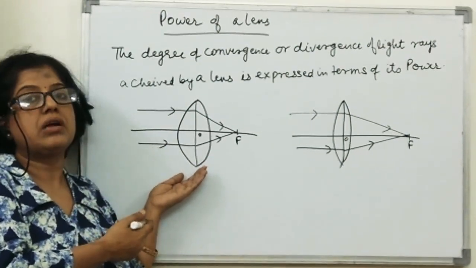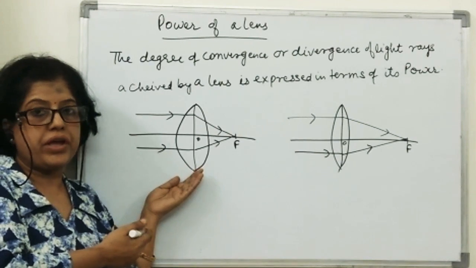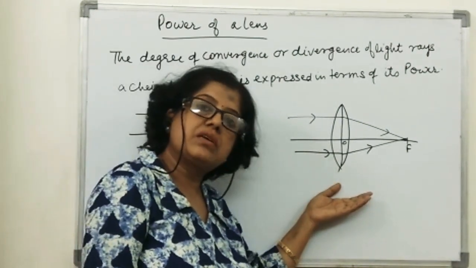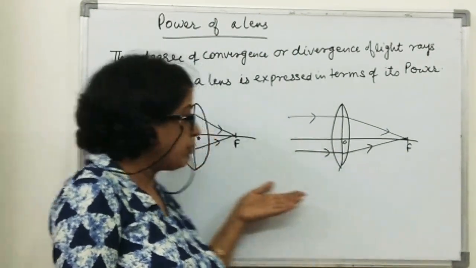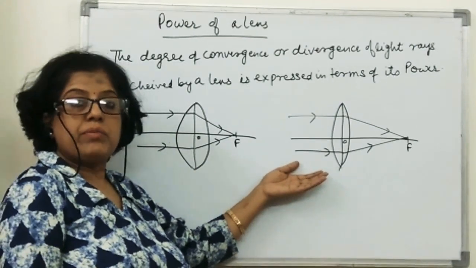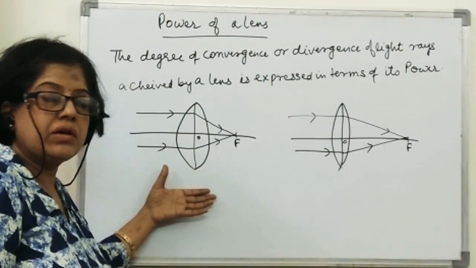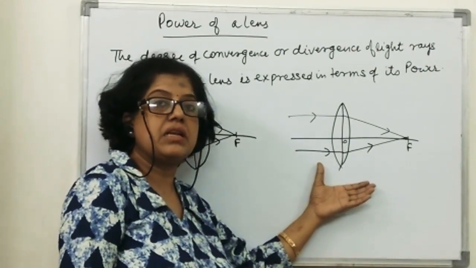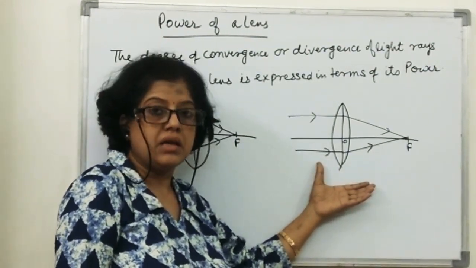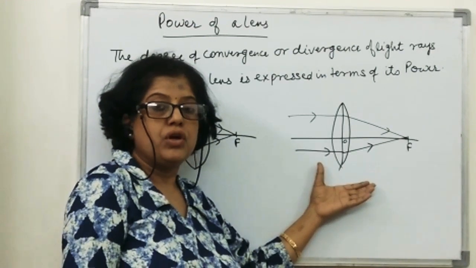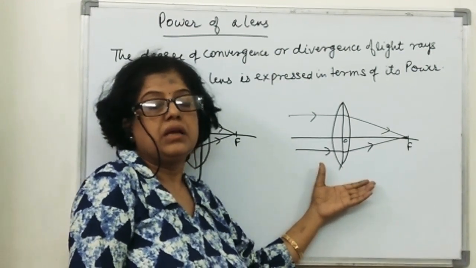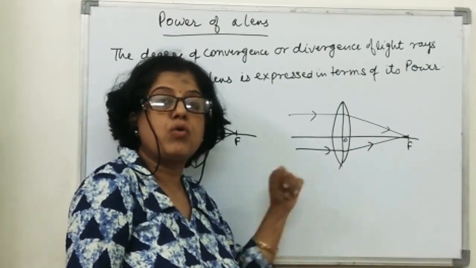So, the angle by which they are bending is more here as compared to this lens, which has a greater focal length. So, from the diagram, it is very much clear that this lens with a smaller focal length has a higher power as compared to this lens, which has a larger focal length but has comparatively lesser power. So actually power of a lens is reciprocal of the focal length of the lens.